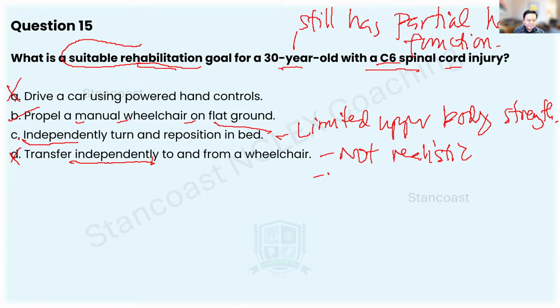Alrighty. Paraplegic, C6 injury. What do you think about the C6 injury? Going back into our photo.